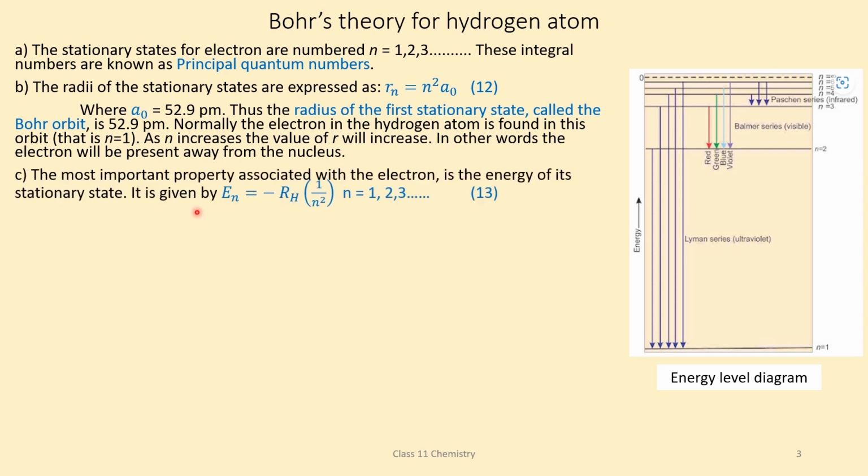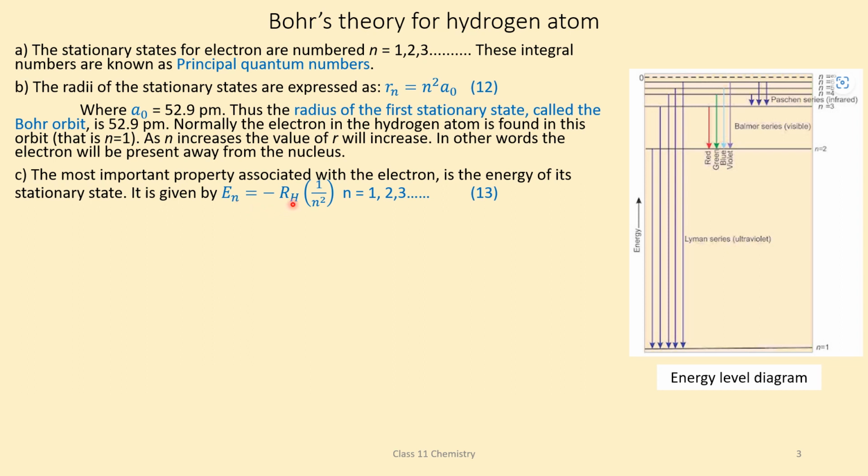Next point. The most important property associated with an electron is the energy of its stationary state. It is given by the relation E subscript n is equal to minus R subscript H into 1 by n square. And here the value of n is 1, 2, 3, that is an integer and whole number. Let it be equation 13. Hence, E is the energy of the stationary state.